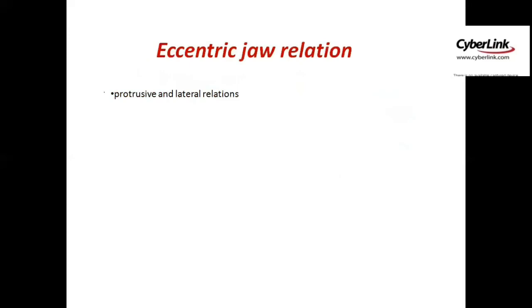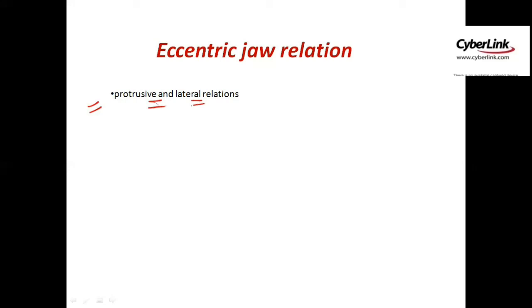Eccentric jaw relation includes the protrusive and lateral relationships. The main reason for making an eccentric jaw relation record is to adjust the horizontal and lateral condyle inclination in the articulator. This helps the articulator reproduce eccentric movements of the mandible and establish balanced occlusion.